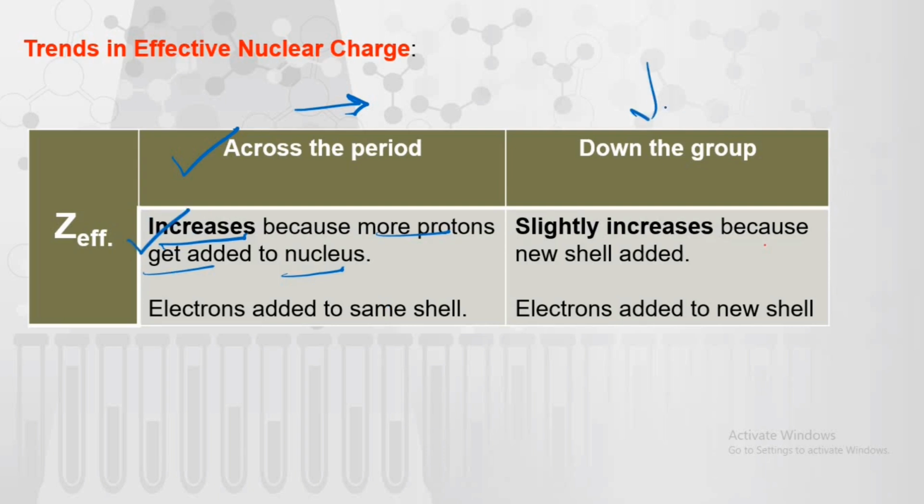If you go down, means top to bottom in the periodic table, it slightly increases because each time you go to the next element from top to bottom, a new shell is added, and hence the size increases, and there is a slight increase in the Z effective of the particular element. So with this we have seen how to calculate the Z effective, what is Z effective and what is the trend across the period and down the groups in the periodic table.